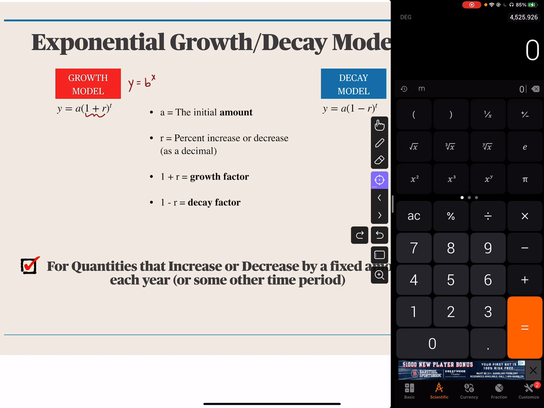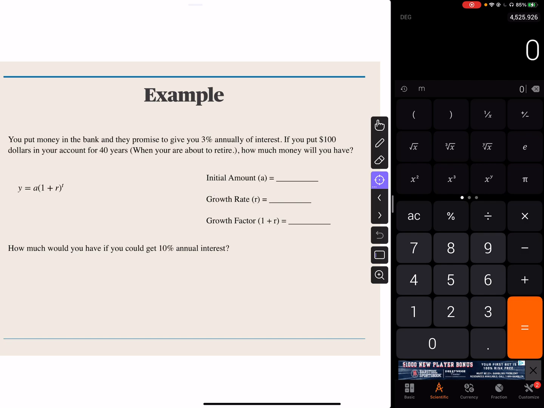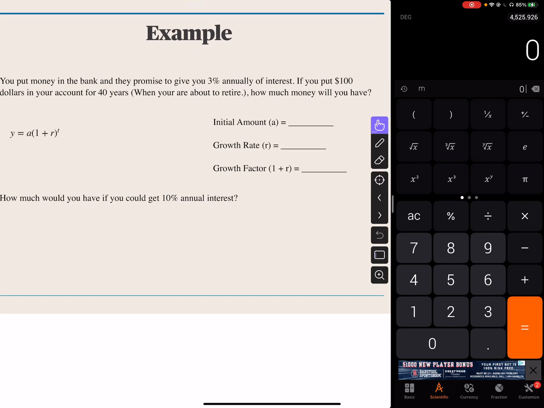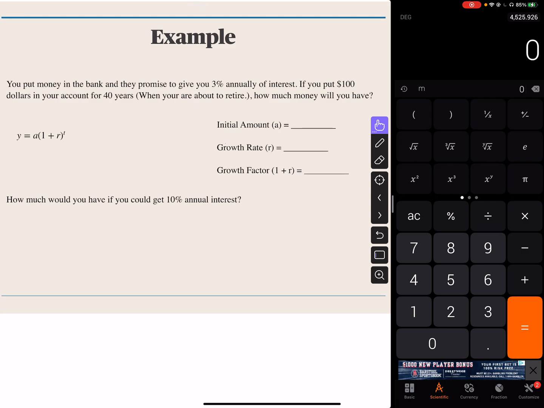So let's go ahead and apply this to some problems here. So you put money into the bank. They promise you 3% annually of interest if you put in $100. Okay, so you're going to put it in there for 40 years. Let's see how much you will have.